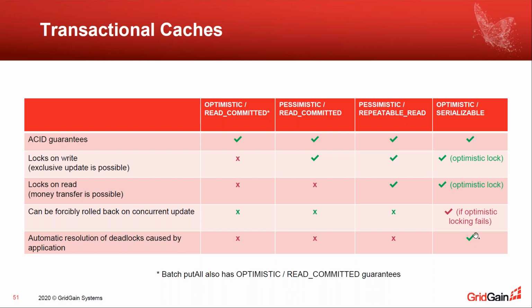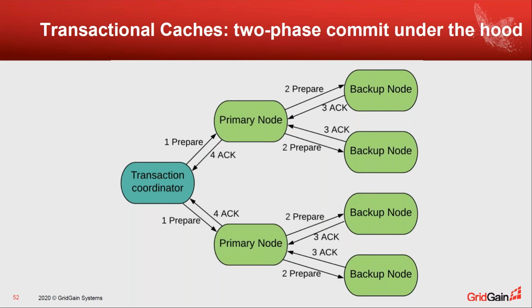And if you are not able to provide a strict order on your keys in transactions, perhaps using optimistic serializable would be a good choice. But on the contrary, as a negative, you have to catch and process the transaction optimistic exception. I think that's it about transactions.